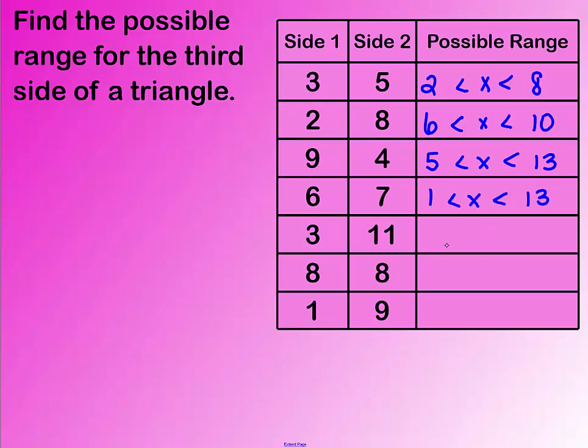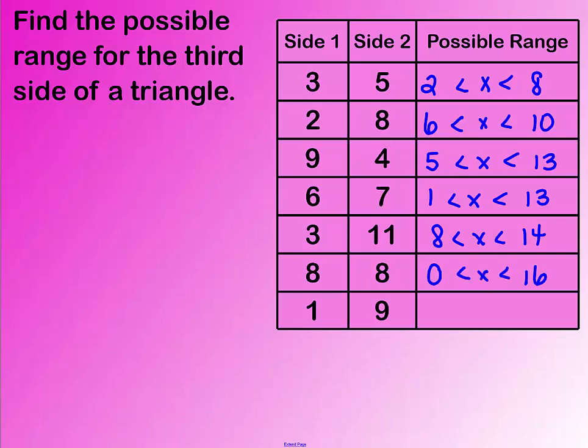7 minus 6 is 1, 7 plus 6 is 13, so my third side will be between 1 and 13. 11 minus 3 is 8, and 11 plus 3 is 14, so my third side will be between 8 and 14. 8 minus 8 is 0, 8 plus 8 is 16, so my third side will be somewhere between 0 and 16.